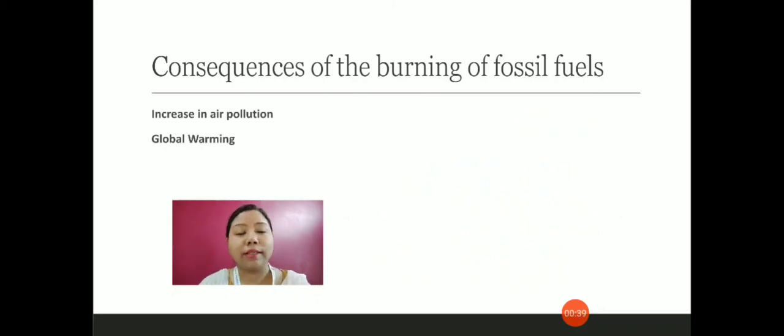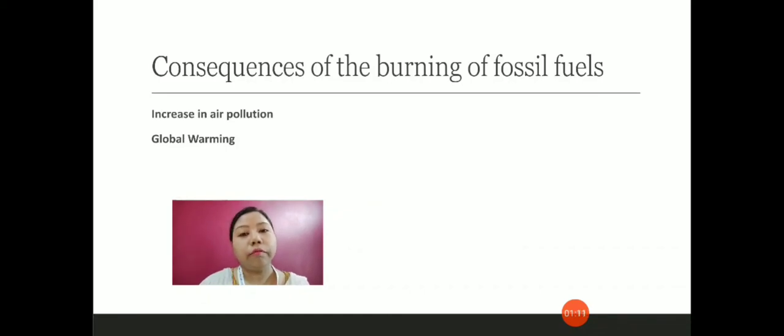Now we have discussed the uses of fossil fuels. There are also consequences of burning fossil fuels. The two main consequences are increased air pollution and global warming. When fossil fuel is burned, lots of smoke is produced and also harmful gases like carbon dioxide, carbon monoxide, sulfur and nitrogen dioxide. That pollutes the air. It also causes global warming.